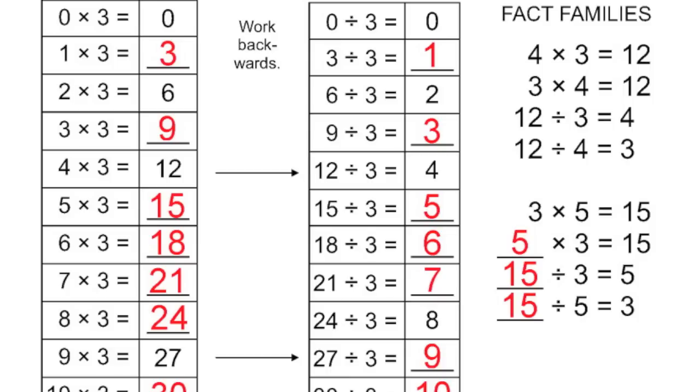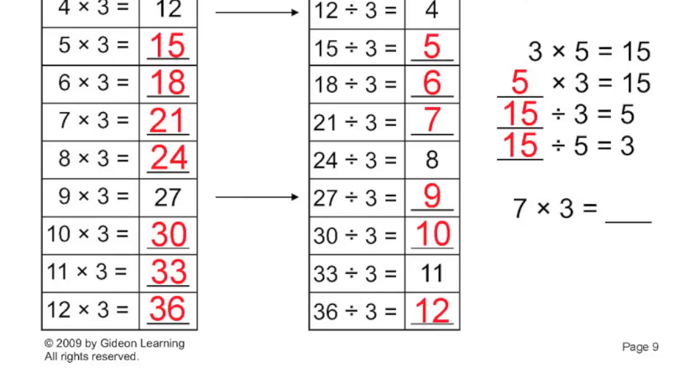Final one for this page right here. Fact family of 7, 3, and 21. So I want you to pause this right now and come up with the fact family for 7, 3, and 21. Okay? You should know that 7 times 3 is equal to 21. So 3 times 7 is also equal to 21. So 21 divided by 3 is equal to 7, and 21 divided by 7 is equal to 3.